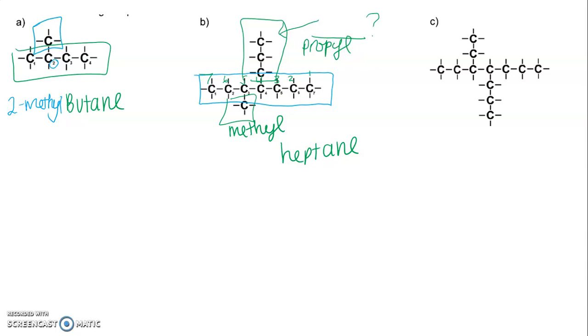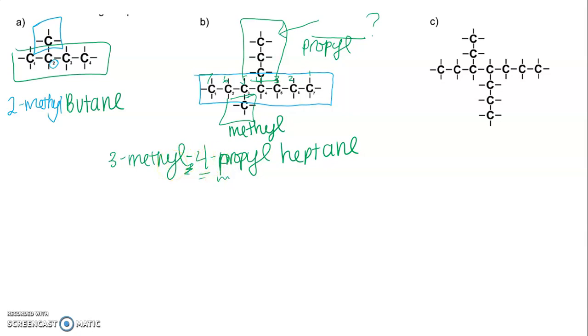We list our substituent groups in the name in alphabetical order. So we have methyl, M comes before P, and we also need to say the location. So we would have 3-methyl, and then we would have 4-propyl. Sorry, that should not be there. So 3-methyl, 4-propyl, and we use these hyphens to separate the different groups. So anytime you have a number next to a letter, you want to put a hyphen between it.